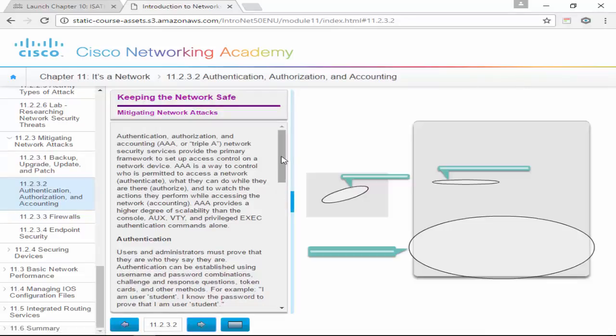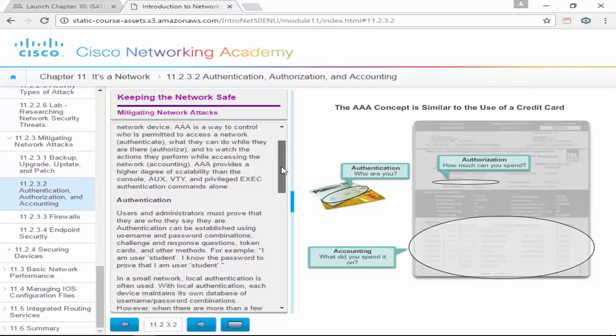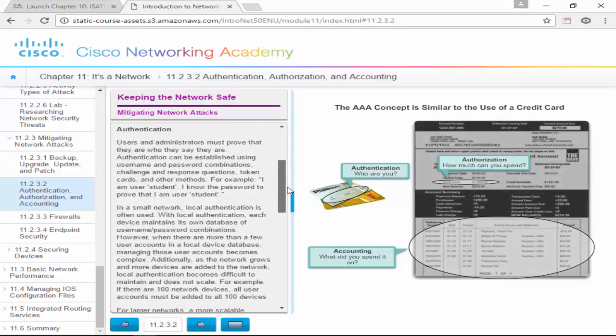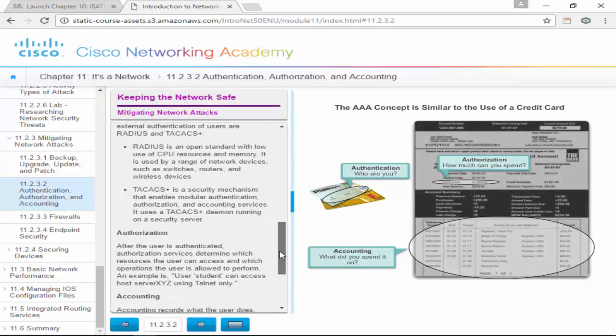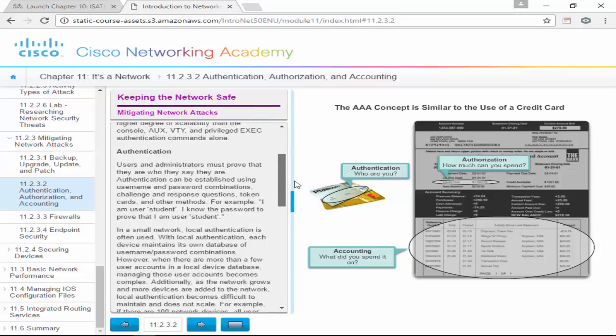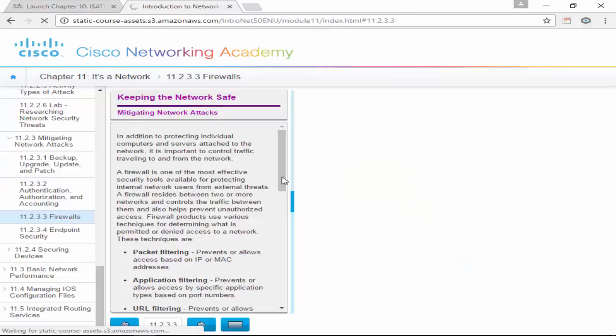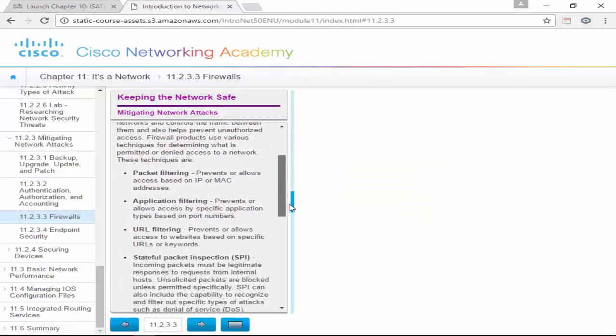AAA: when you go into security, you will learn all about this, but AAA is authentication, authorization, and accounting. So authentication is proving who you are, right? We can look at this as a credit card. Who you are: I'm this person with this credit card. Authorization: do I have any money? Accounting: what did I spend my money on? Okay, that's the AAA in a very simple nutshell. You can read on to that.